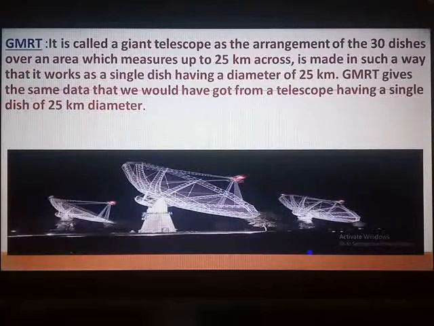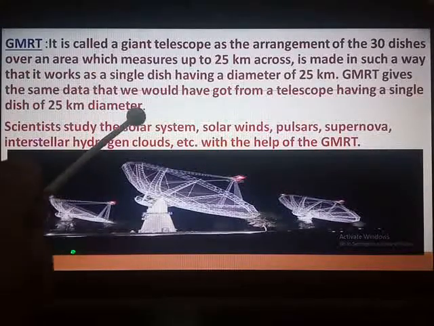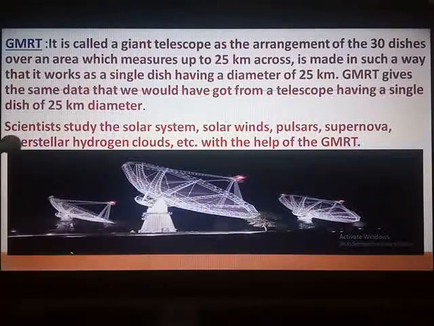This GMRT is the radio telescope which has been made by our Indian scientists and engineers, that too at a very minimum cost. And the main pride for India is that this GMRT is a world standard research facility. Scientists come to India to study the solar system, the solar winds, pulsars, supernovae, interstellar hydrogen clouds, etc., with the help of GMRT.